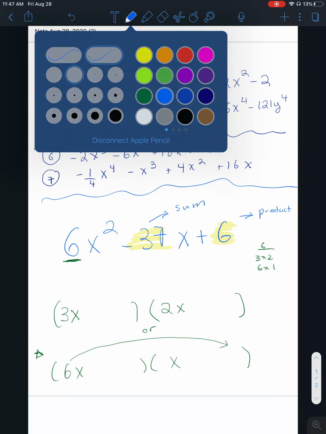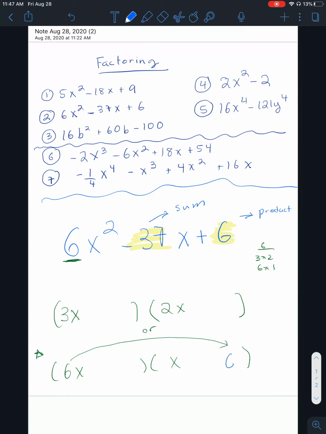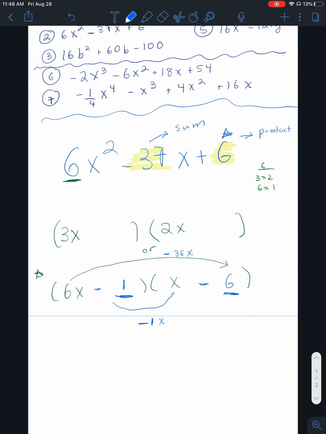So here, I will put a 6 because I know that these 2 numbers need to multiply to a positive 6 and add to a negative 37. So 6 times 6 is 36x. And I'm going to go ahead and make that minus since I want a minus 37. And can I put a negative 1 here, which will give me negative 1. And do you see that negative 36x minus 1x is negative 37? And that negative 6 times negative 1 is positive 6.